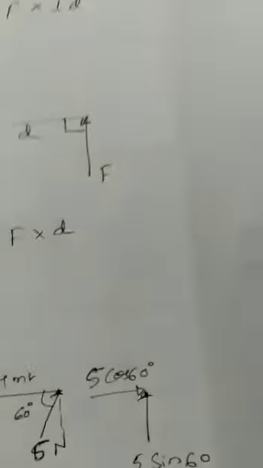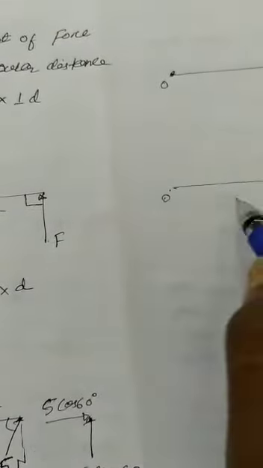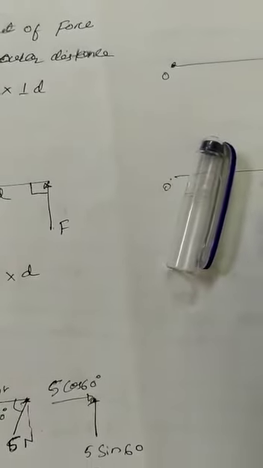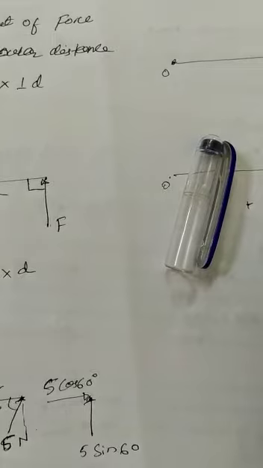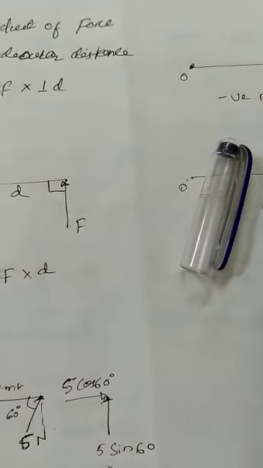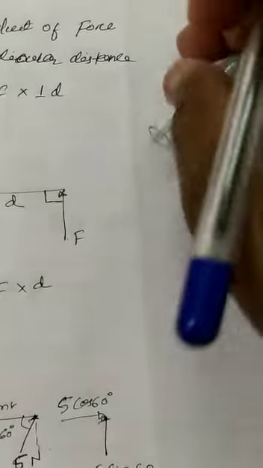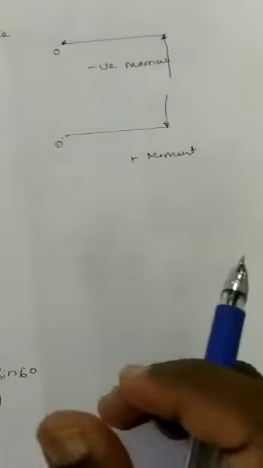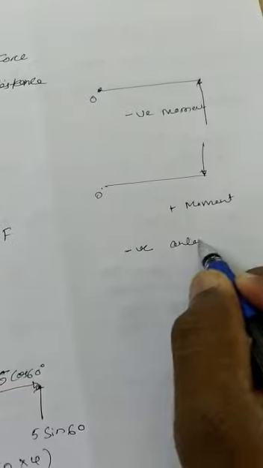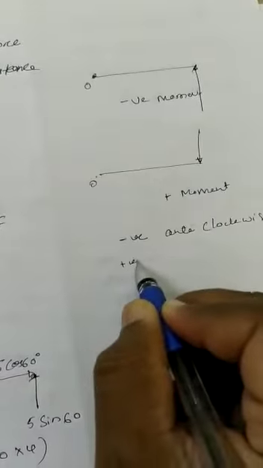So you will get the moment about O point as this much. Similarly, if you take here, this is the O point. If I apply the force at the top side and you keep an object here, see how it rotates when you apply the force. This is the positive moment, and this is the negative moment. Just apply a vertical force, and it rotates anti-clockwise. So like this you need to write: anti-clockwise is negative, clockwise is positive.